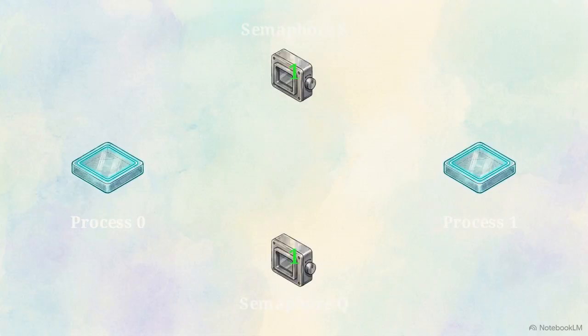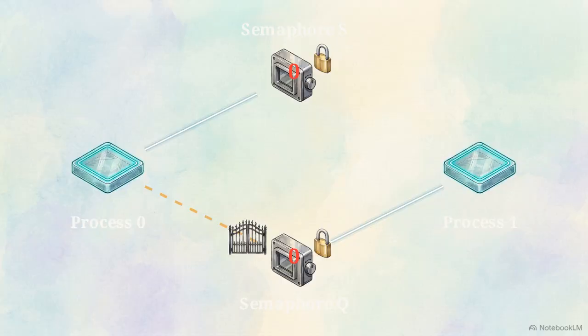Take a system with two processes, 0 and 1, accessing two semaphores, S and Q. Process 0 successfully executes a wait on semaphore S. To finish its task, it then needs to acquire semaphore Q, so it waits. Concurrently, process 1 executes a wait on semaphore Q. To proceed, process 1 now needs to acquire semaphore S, which is currently locked by process 0.